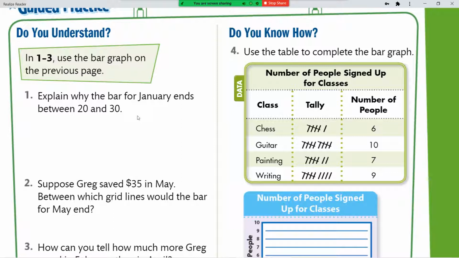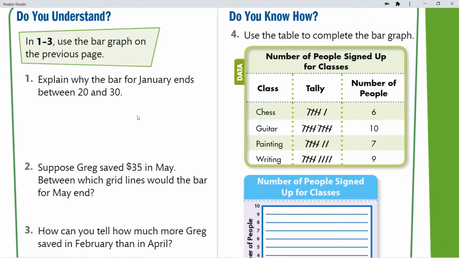Now we know that it ended between the 20 and the 30 because in January, Greg had saved $25 and the scale that we were using skip counted by 10. So right in between the 20 and the 30 is where you would have 25. For number 2, it says, suppose Greg saved $35 in May. Between which grid lines would the bar for May end? So if he saved $35, then it would be between the 30 and the 40 grid line because in between 30 and 40 is 35.